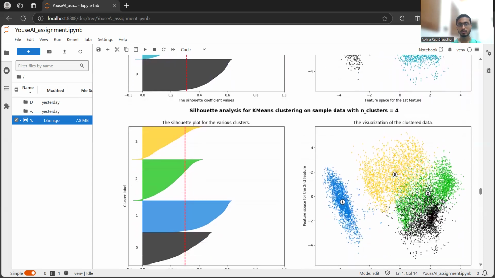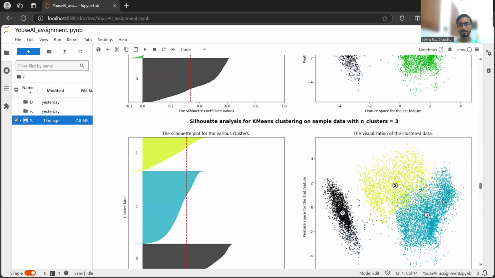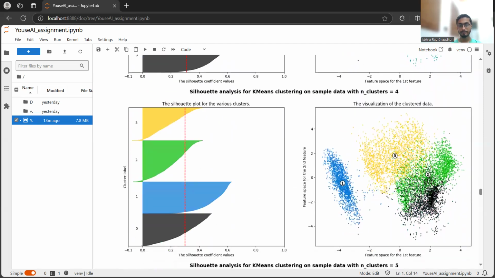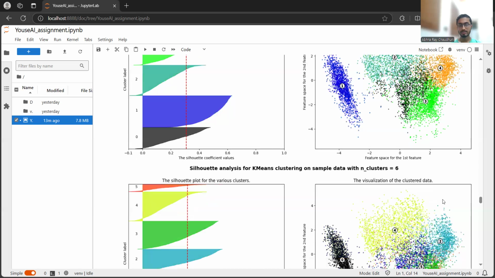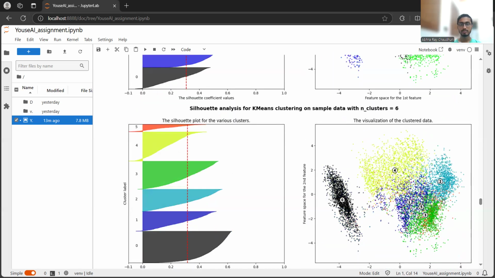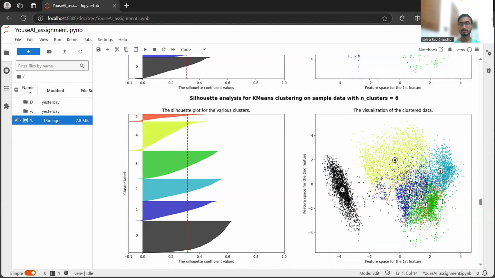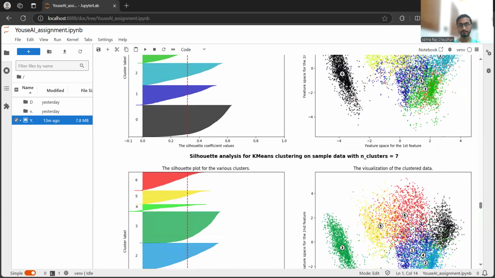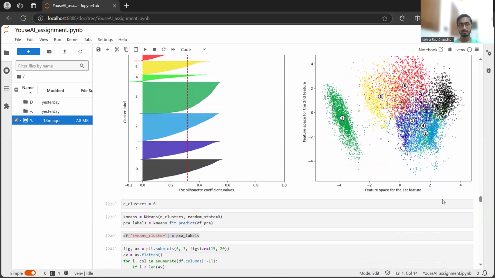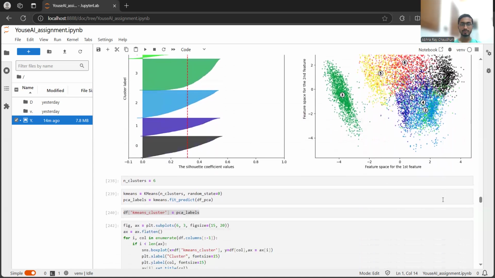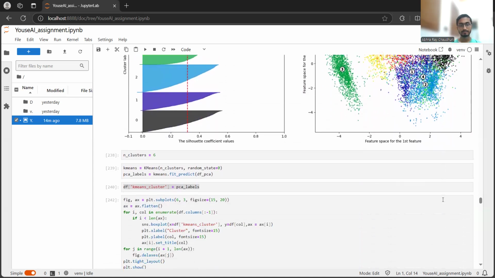For cluster equals to 4, the silhouette score is 0.30. If we take n cluster equals to 6, all the clusters are evenly distributed, and we can also visualize the clustering of the data here. So now we take n cluster equals to 6 and perform the k-means.